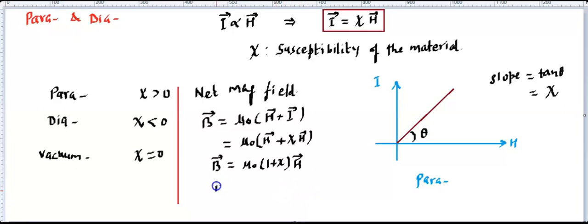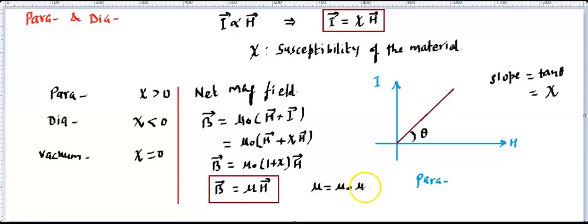So in short, we can write it in this manner. B is equal to the net magnetic field, which is going to be given by simply mu times H. When we write it as mu and H, that means this mu takes care of the material in which we have applied the external magnetic field. And this mu is given by mu naught plus something. So this mu can be written as mu naught into mu r. And further we can say this mu r is equal to 1 plus zeta.